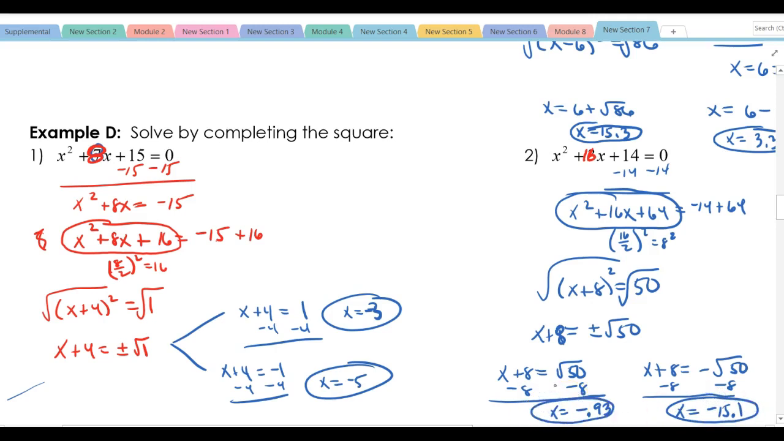The key here is being able to complete the square, right? That will be a very important concept for the whole unit. Go ahead, try your homework, and we'll go over it tomorrow.